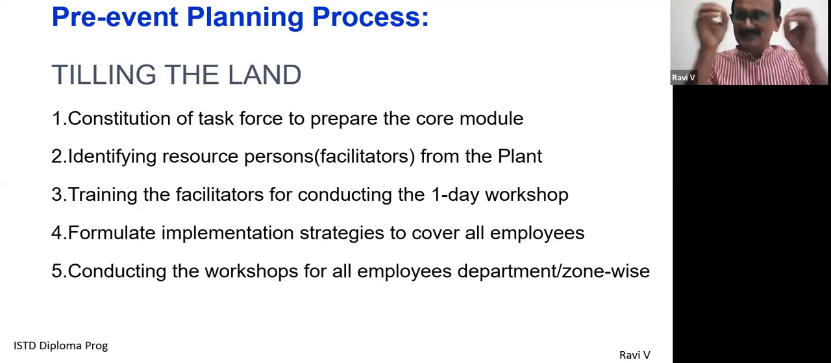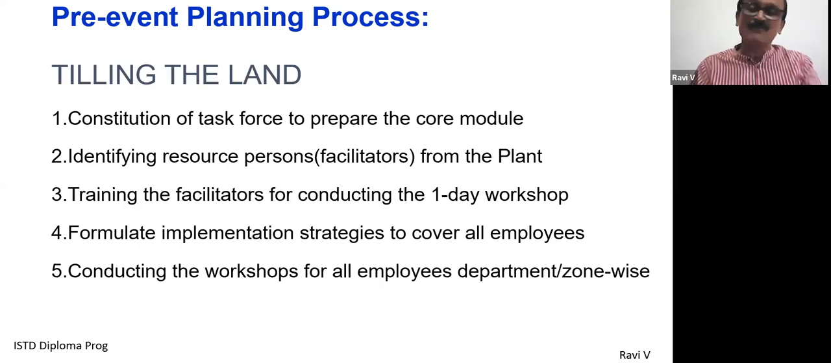Believe me, the participants who used to come to the workshop were illiterates, right? They were just those workers who probably were attendants, lifting something, or maybe signaling to the crane operators. These were the type of people, with no understanding. I'm talking about people who joined the organization in the early 60s, and not even studied. So language was important. Formulating implementation strategies to cover all employees, and conducting the workshop for all employees, department wise and zone wise.